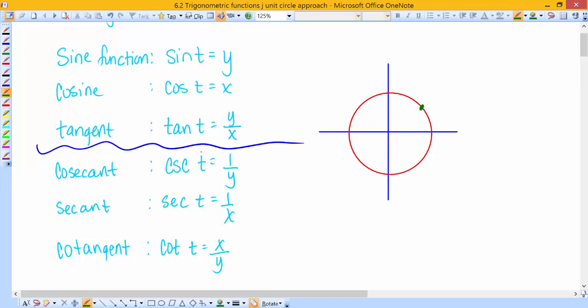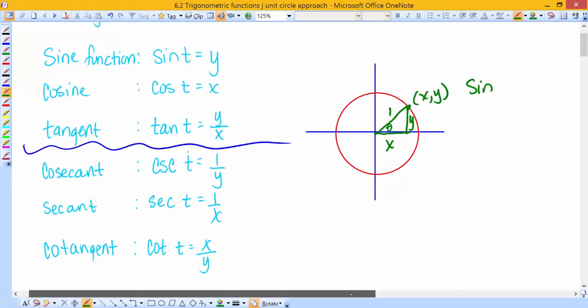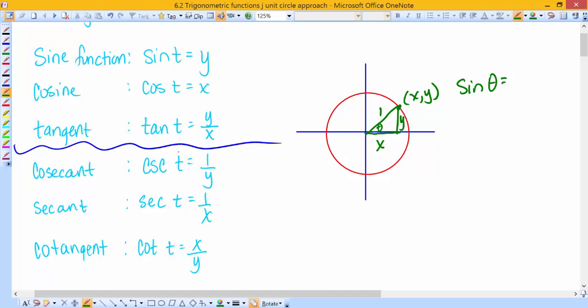If I want to know where that point is on my circle, just like we did when we created the unit circle, we made a right triangle. Well, this is the point XY. How do I get there? I get there by moving so much on the x-axis and so much on the y-axis. And since we're dealing with the unit circle, we know our radius is 1. If this is my theta, sine is our opposite side over our hypotenuse. Opposite is y and our hypotenuse is 1, so sine is y.